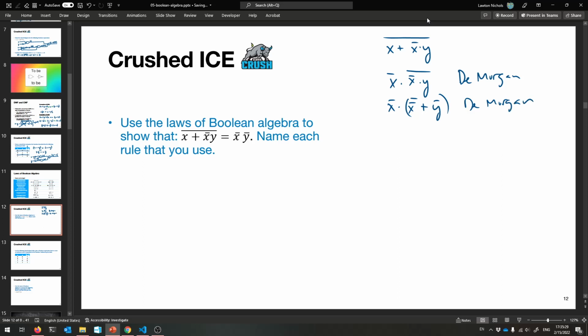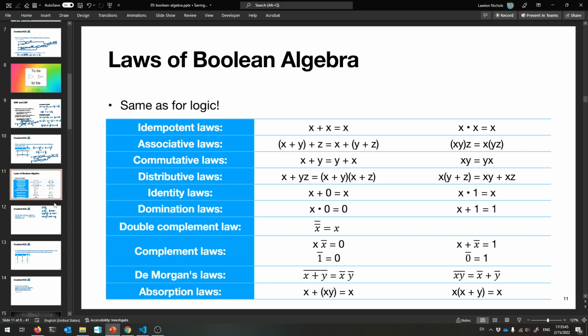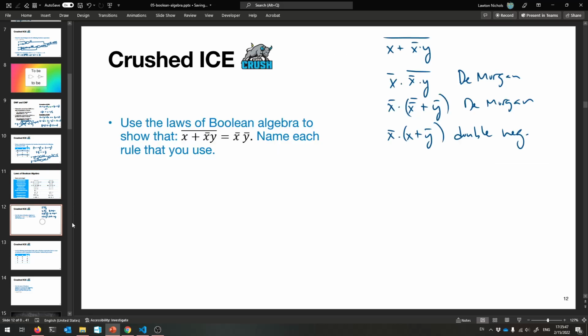Okay, so what can we get rid of here? We have a double negation. We can get rid of that. That's the double negation law. So x bar times x plus y bar is what it becomes. Do I call it double negation or double complement? It's really double complement. Let's be precise.